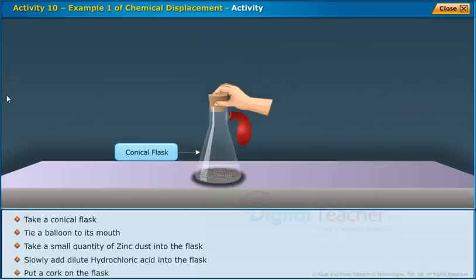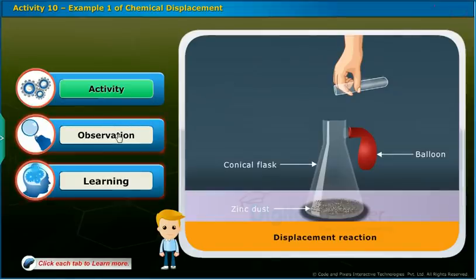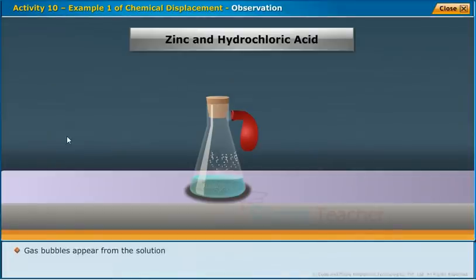Put a cork on the flask. Gas bubbles appear from the solution. The balloon bulges out.